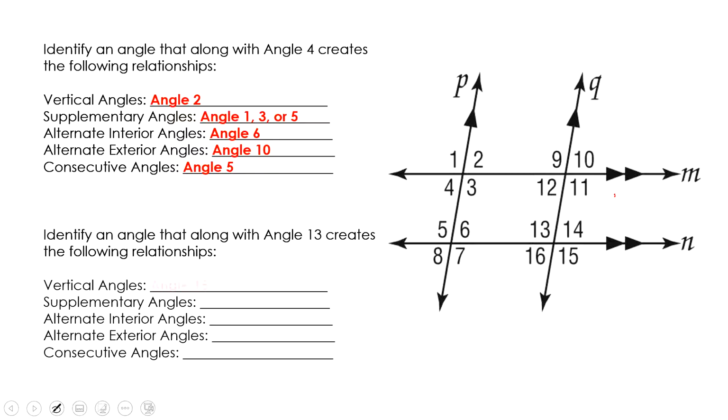For angle 13, the vertical angle with angle 13 was angle 15. There is only one. Vertical angles are only a pair. Supplementary to angle 13 could have been angle 14, angle 16, angle 12, or angle 6.